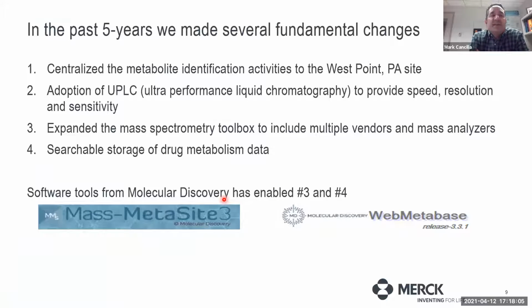So over the past 5 years, we've made some pretty fundamental changes. And the first one was to centralize the metabolite identification activities all to West Point. So it's now a centralized group, the Biotransformation and Distribution Group, which is located in the Pennsylvania site for Merck. We've strictly gone to UPLC. I know that may sound funny to you, but we had a multitude of chromatography instrumentation back in the day, and now we just use UPLC, and it's really helped to provide chromatographic speed, resolution, and sensitivity, as you know. We've expanded our toolbox, which I'll discuss, to multiple vendors. I really don't want to be handcuffed to any one instrument. I think all the instrument vendors make incredible hardware.